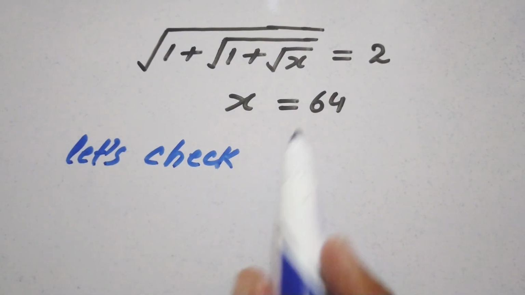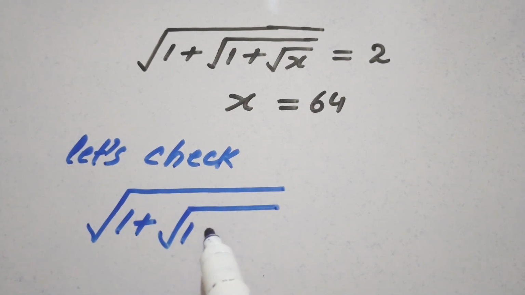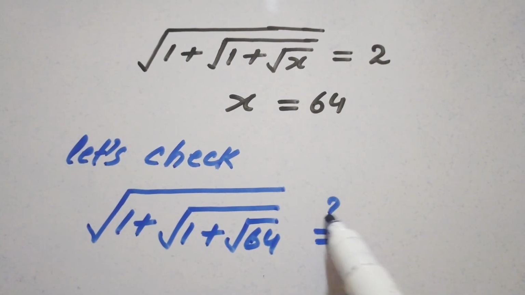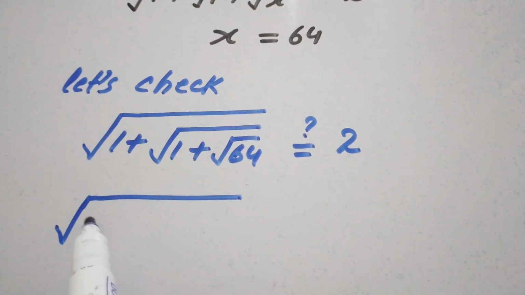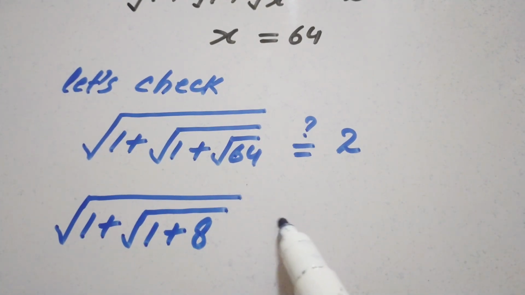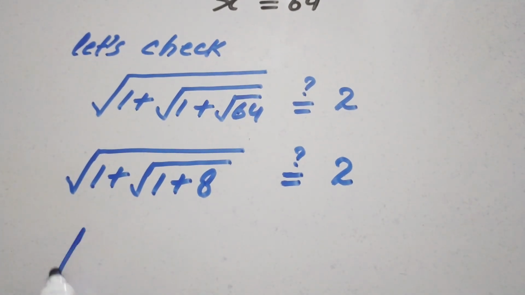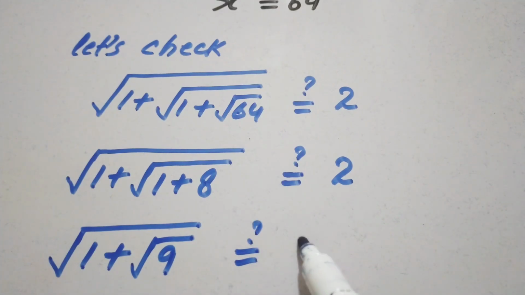By putting the value of x, which is 64, into square root of 1 plus square root of 1 plus square root of x, we check whether it is equal or not equal to 2. Now 1 plus square root of 64 gives us 8, because 8 square is equal to 64. Now 1 plus 8 is 9. So here we can write the square root of 9.